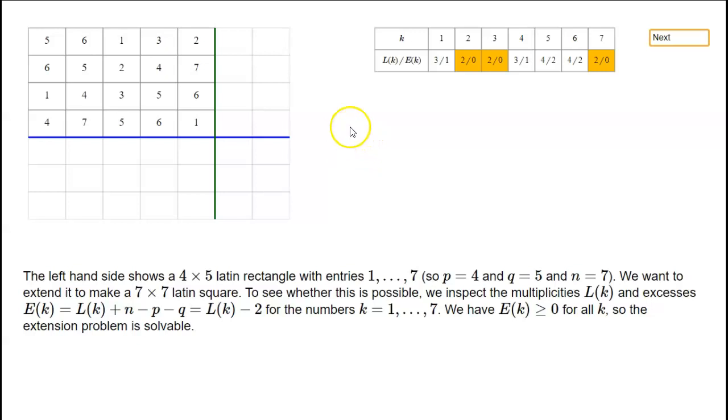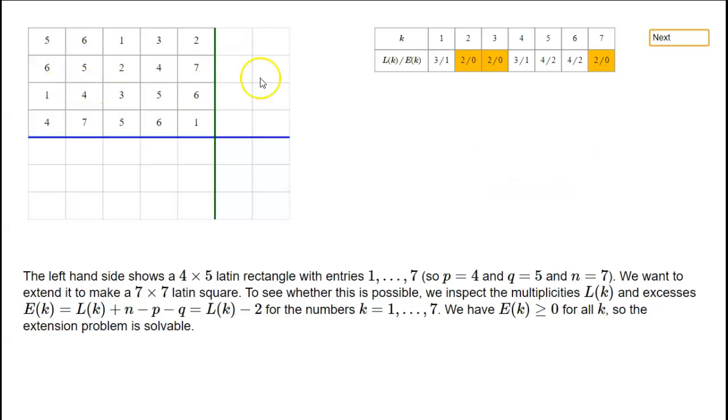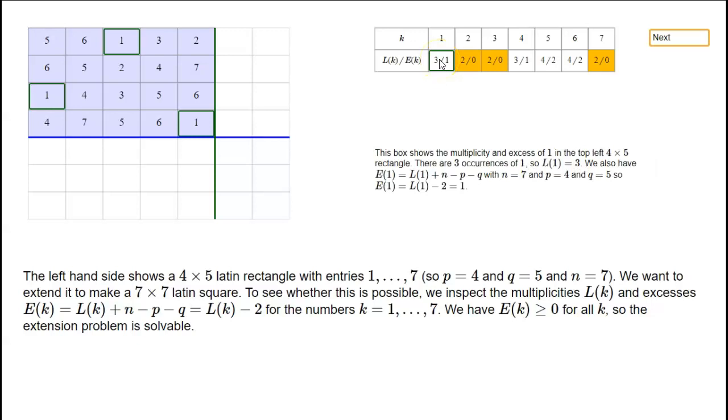Okay, so remember, the definition of the excess is, well, firstly we define the multiplicity L_k as just the number of instances of k. So here we look at k equals 1. There are 3 1s, so L of 1 is 3. There are 2 3s, so L of 3 is 2. There are 4 5s, so L of 5 is going to be 4.